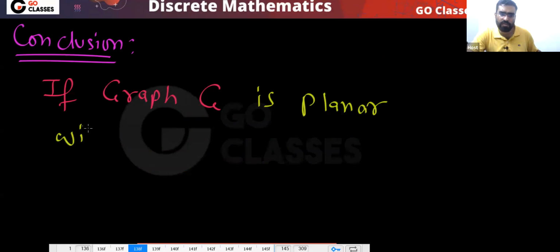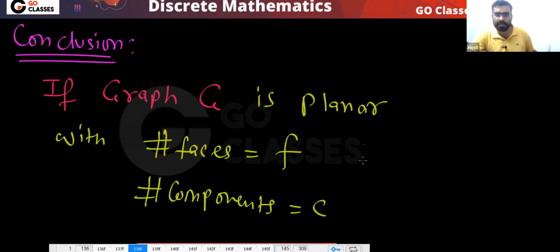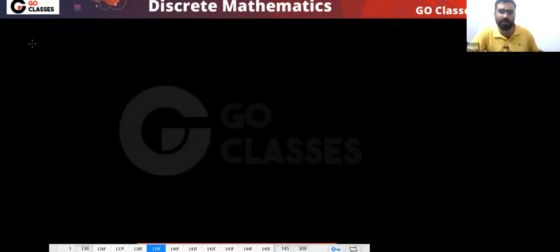with number of faces equal to F, and number of components equal to C, then, on the next page. So if your graph is planar, with number of faces F and number of components equal to C, then this will happen.